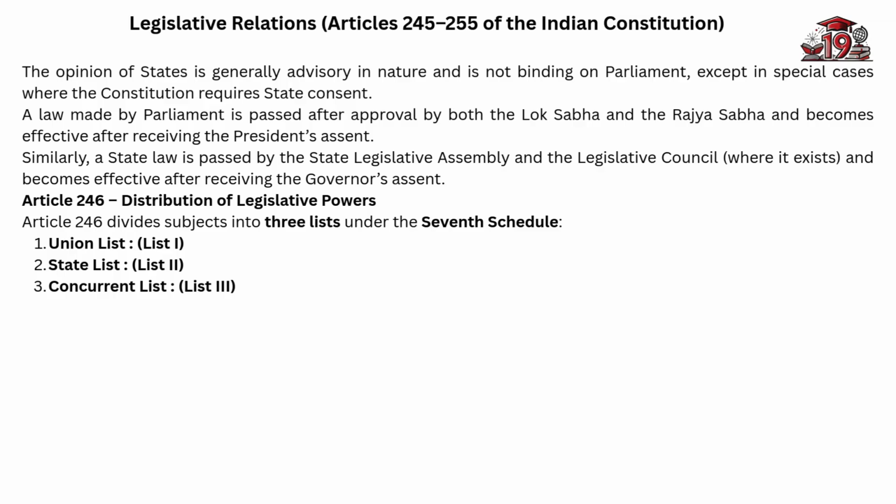A law made by Parliament is passed after approval by both the Lok Sabha and the Rajya Sabha and becomes effective after receiving the President's assent. Similarly, a state law is passed by the State Legislative Assembly and the Legislative Council, where it exists, and becomes effective after receiving the Governor's assent.